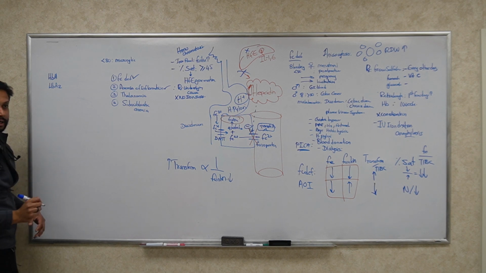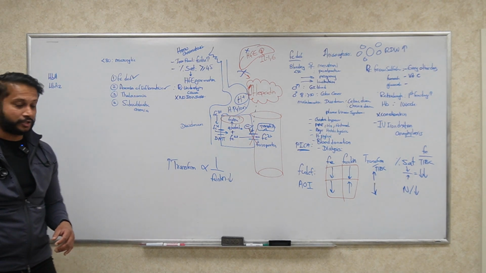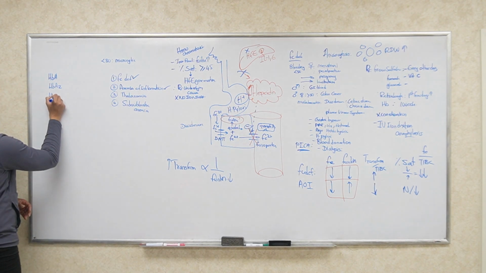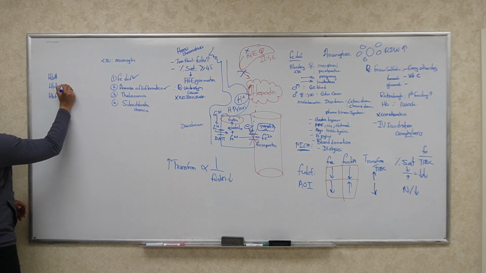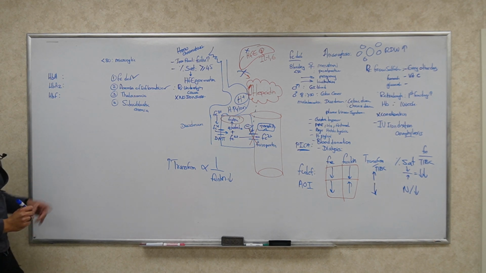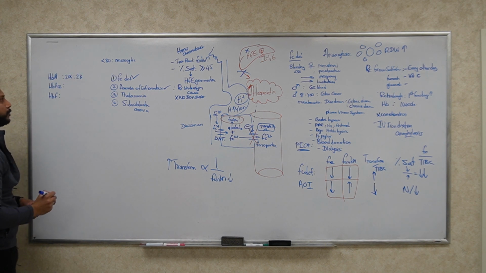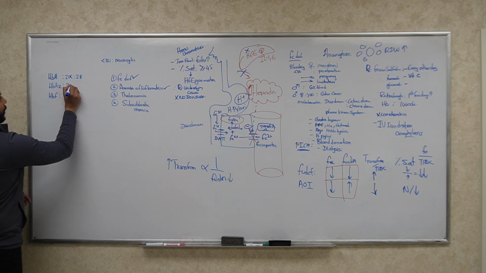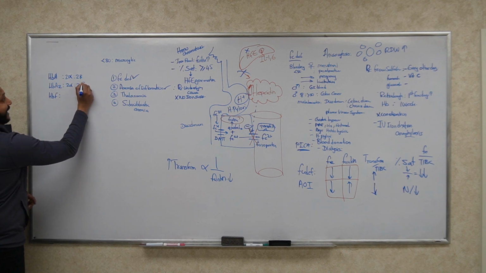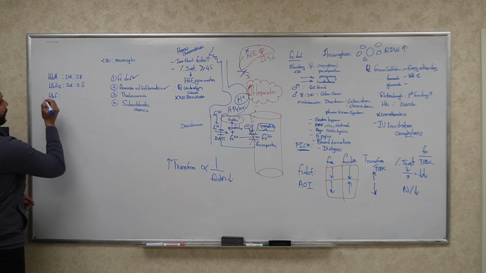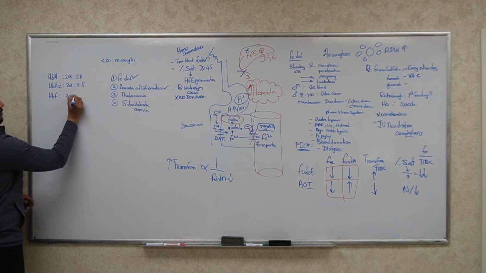HbA2. Okay? And when you were a child, you're going to have HbF. So these are the three types of predominant hemoglobin that we all have, right? What is HbA made of? 2 alpha and 2 beta. Good. What about HbA2? 2 alpha and 2 delta. And what is HbF made of? 2 alpha and 2 gamma.